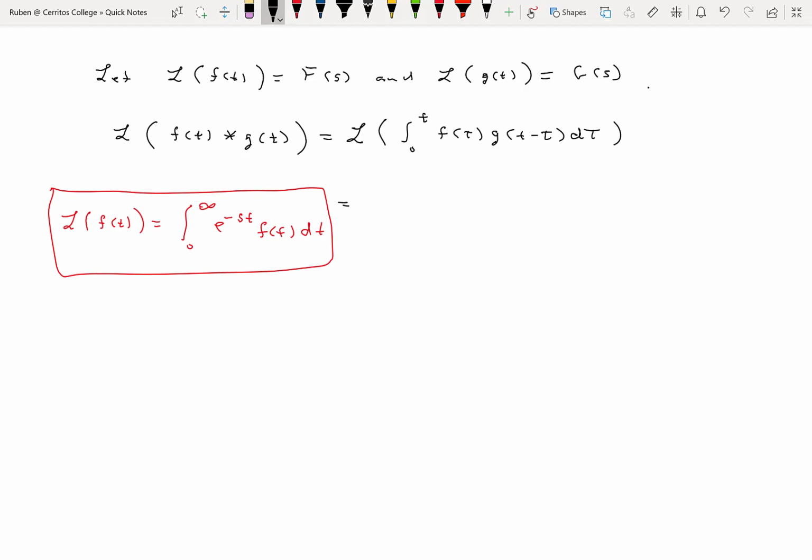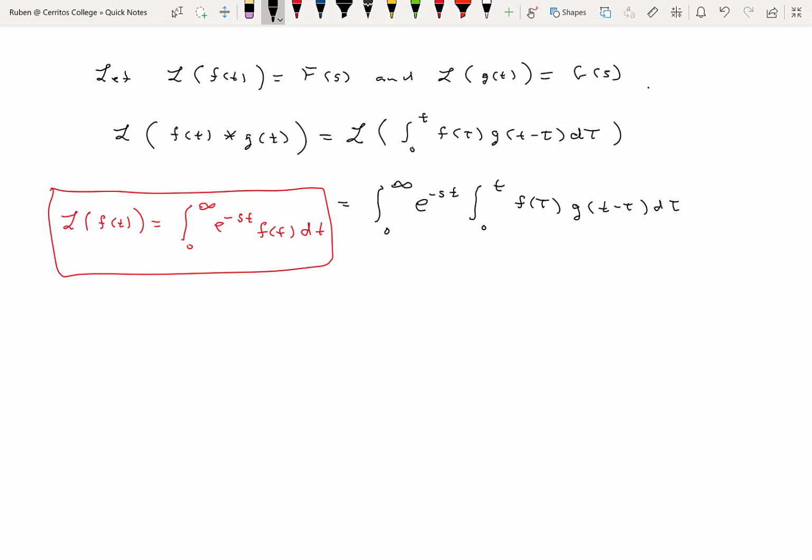Okay, so this equals the integral from 0 to infinity of e to the minus st, because the Laplace transform starts with e to the minus st, times that bizarre convolution integral, the integral from 0 to t of f of tau, tau again looks like a t, I have to be so careful with that, so f of tau g of t minus tau d tau.